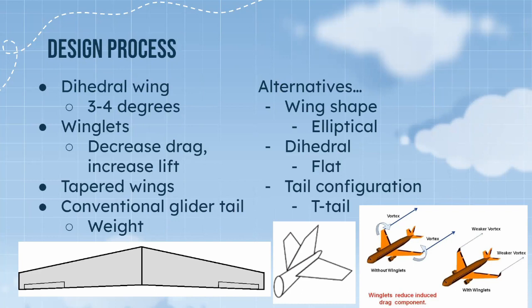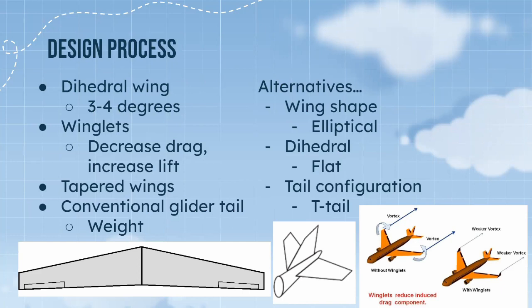Finally, for the tail design, I had 3 possible options. I was researching the conventional tail, T-tail, and H-tail. I decided on the conventional tail because it is the lightest of the 3 and the easiest to build. I wanted the lightest possible tail because I knew that the center of gravity had to be in front of the center of lift, so it would be best for the tail to be light.